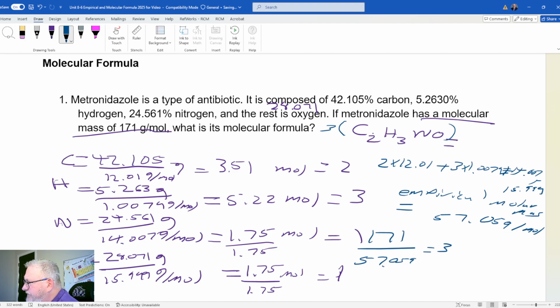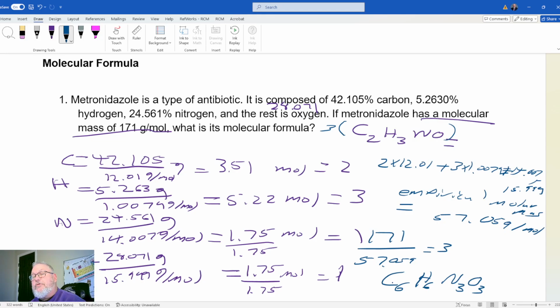So I get 3 times 2 carbons, that means I've got 6 carbons. 2 times 3 hydrogens, I've got 6 hydrogens. I've got 3 nitrogens, and I've got 3 oxygens. So that would be the molecular formula, the actual formula of that compound. That antibiotic is C6H6N3O3. We go with it.